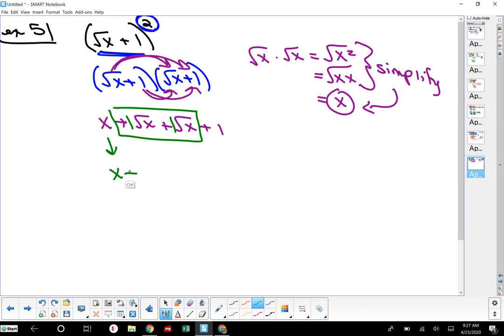The 2 in the green box simplify to 2 radical x. And this 1 will come down. And you have no other like terms in this. So that will be your answer.